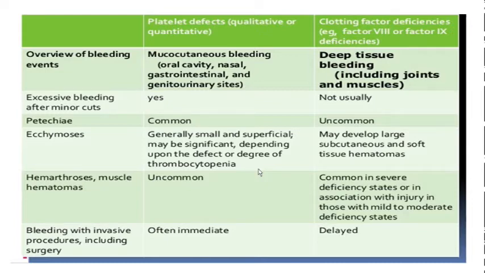And what are petechiae? Petechiae are basically small flat erythematous patches, maybe up to 1 millimeter in size, usually non-blanching and non-palpable. They are very small. You will find petechiae in the dependent and non-dependent areas of the body.